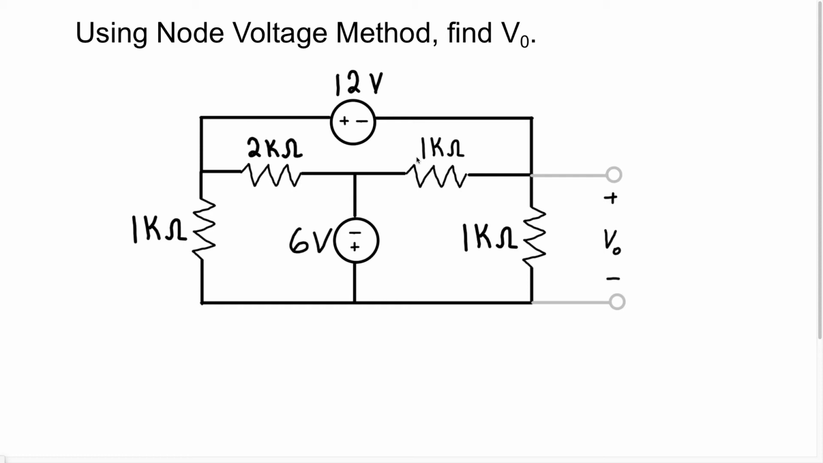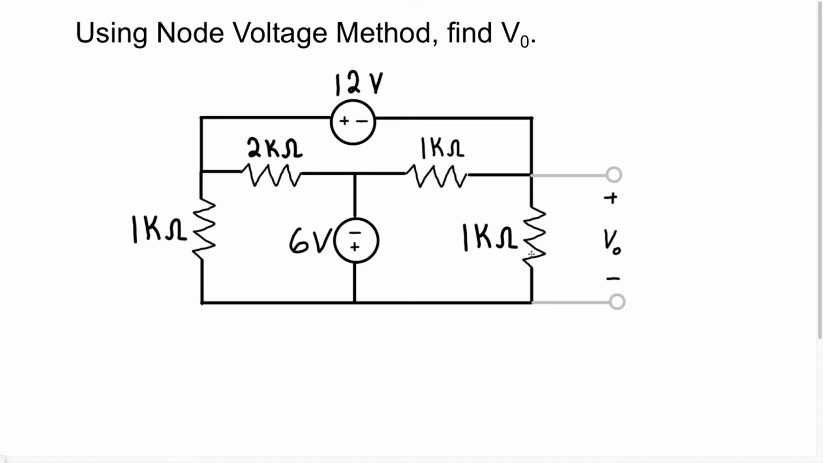In this video, we're going to use the node voltage method to find the voltage VO, which is the voltage across this 1K resistor. Because we're using the node voltage method, we should know by now the very first thing we must do is identify all of our essential nodes and take one of those essential nodes to be our ground node.